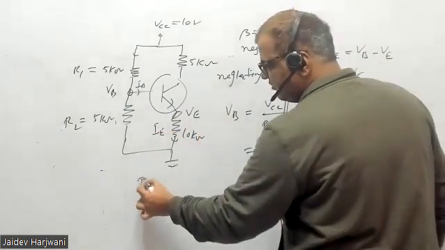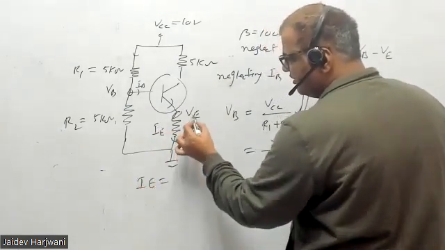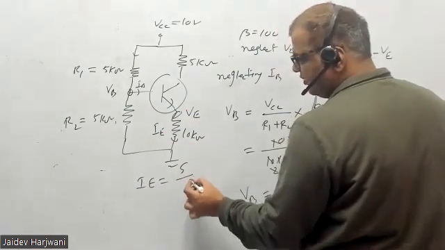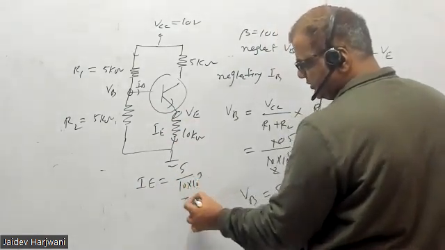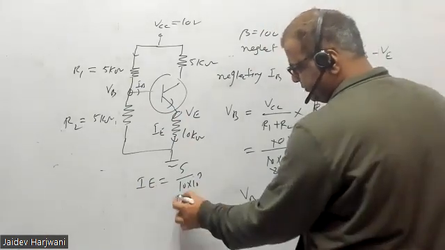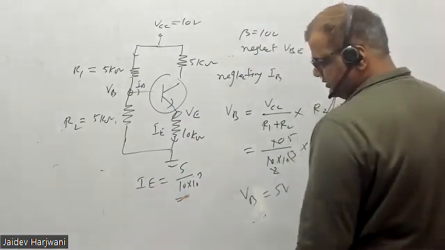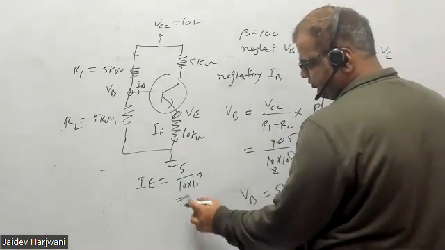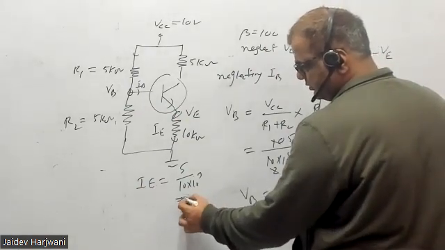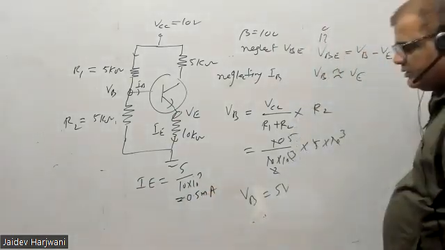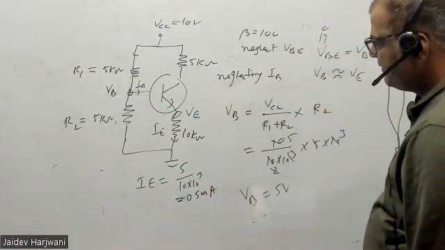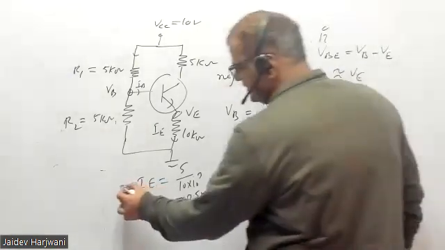So IE will be what? IE will be V by RE, 5 volt upon 10 kilo ohm. So how much will it come, tell me? 0.5 milliampere. You got IE as 0.5 milliampere. Now IE is almost equal to your IC.